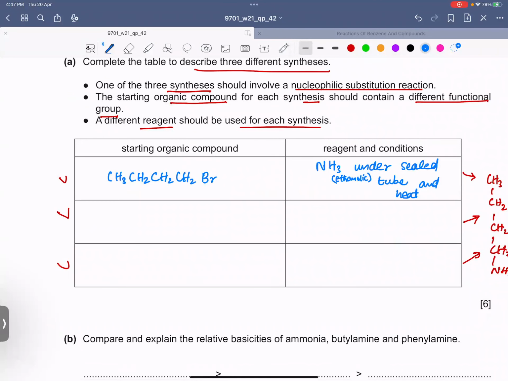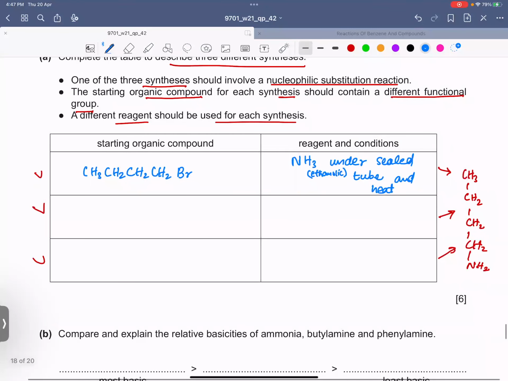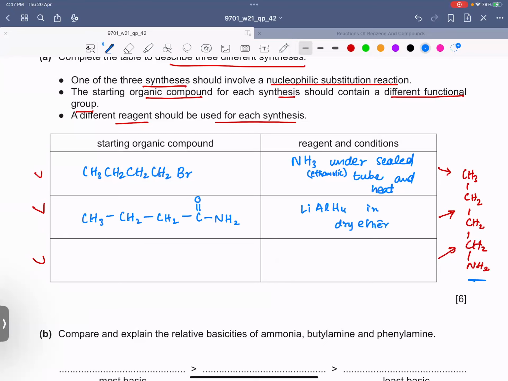Next. This is an amine, and amine can be made from amide. So what would be the other organic reactant that I start with? CH3CH2CH2C double bond O NH2, that is an amide. And for this amide, I would need LiAlH4 in dry ether and heat if needed. So it can convert this into this amine, and nitrile can also be converted into amine. So I can use CH3CH2CH2C triple bond N.